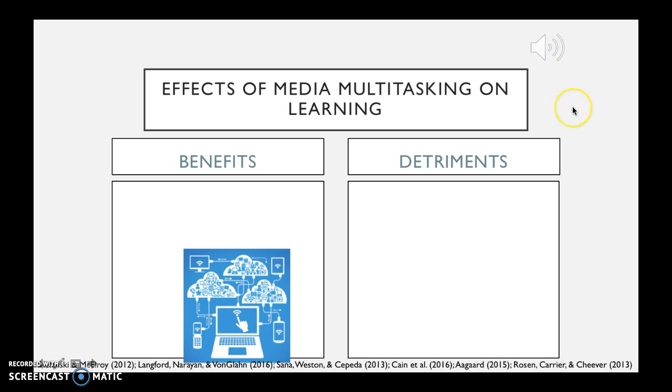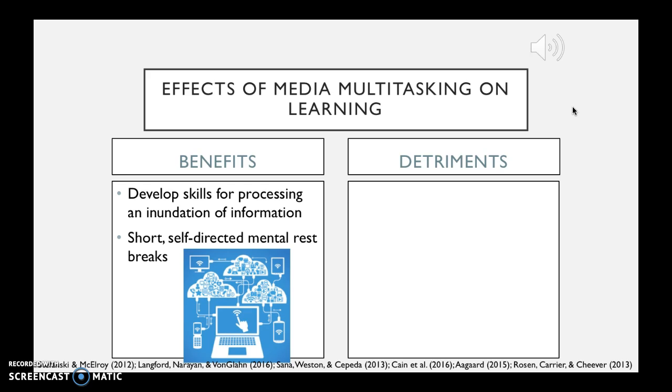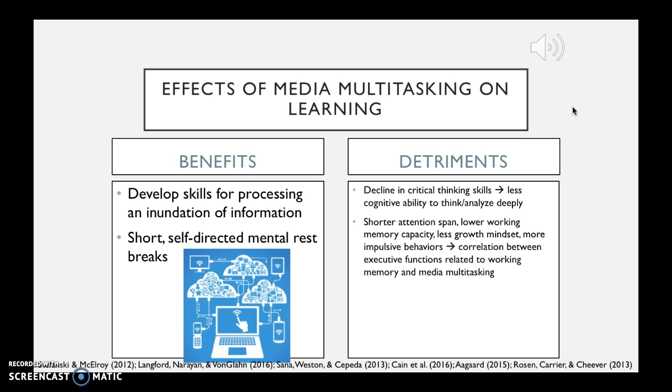As for the effects of media multitasking on learning, students can develop skills that allow them to process large amounts of information at once in the way they do with media multitasking. Researchers also suggest multitasking in the form of short breaks from lecture or extended class periods. However, media multitasking has shown a decline in critical thinking skills because students are no longer taking the time to work deeply through content.